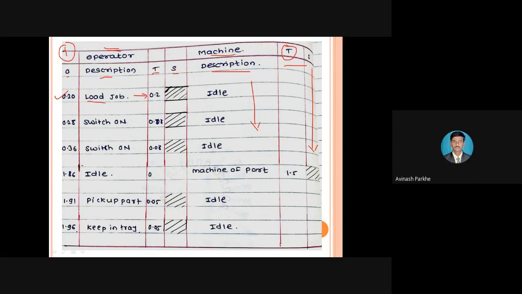Means here for loading the job, only the operator is working, but at that time your machine is idle. You can see in front of this particular symbol, which word is written? Idle. Because during the loading of the job, it is not possible to keep that particular machine in on condition. During loading of the job, the machine is totally idle. So this idle is represented.